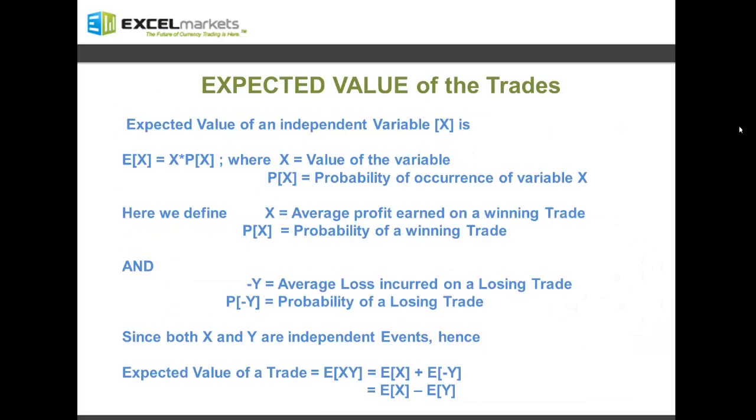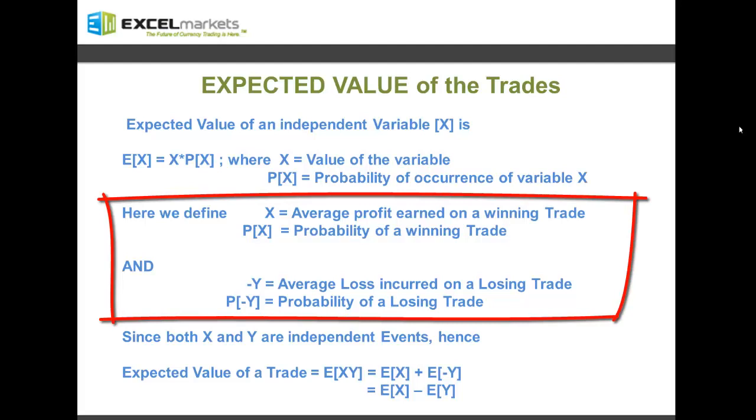So we now try to apply that concept of expected value on a trading system. As we discussed, expected value of an independent variable x is defined as a product of the value of x with the probability of getting that value x. Here x is the value of the variable and px is the probability of occurrence of that variable x. While using it to compute the expected value of our trading strategies, we define x as the average profit earned on a winning trade and px as the probability of a winning trade.